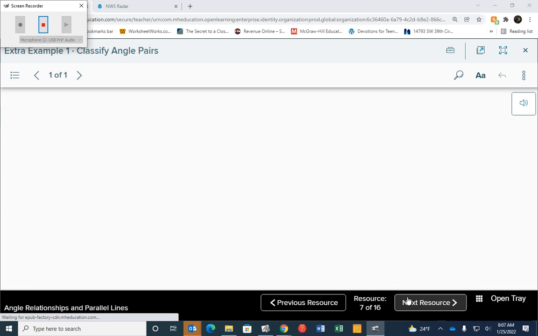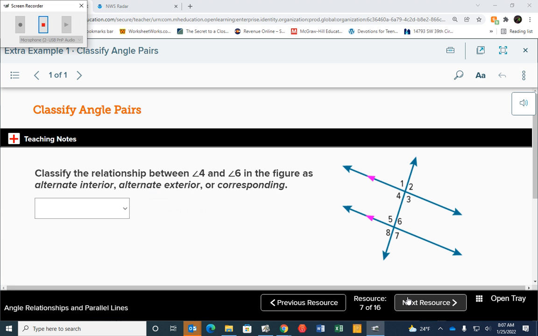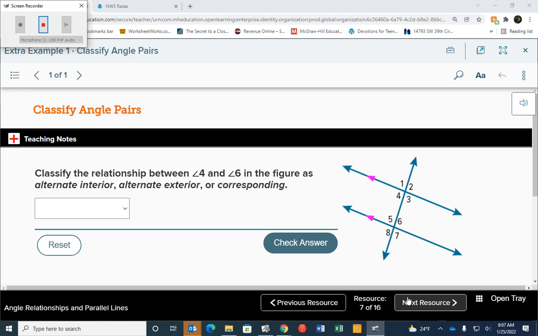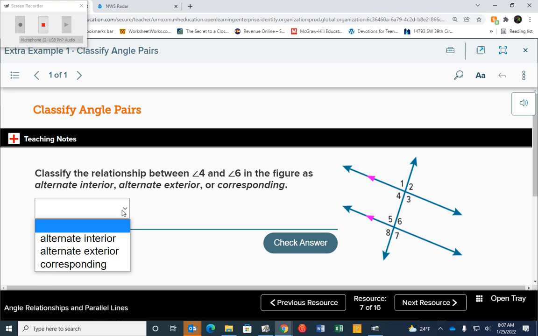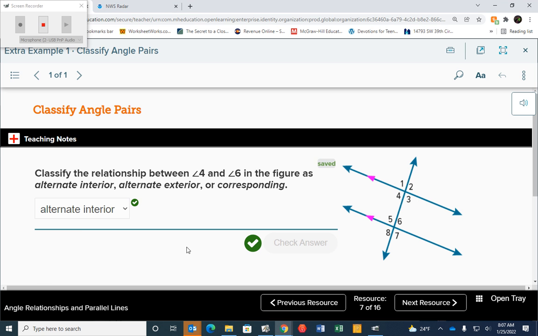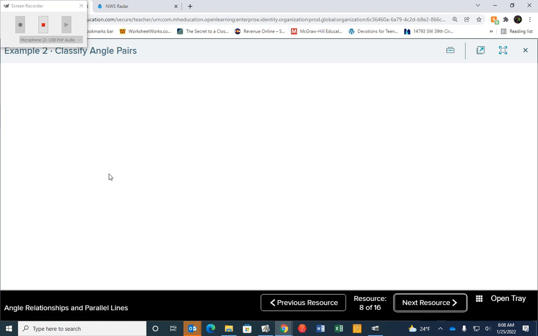So let's look at this example, okay? If I were to say, classify the relationship between angles 4 and 6, what did we just classify those as? Say it. Alternate interior angles. So we are correct. Good. All right. Does that make sense what the difference between those is? Okay.